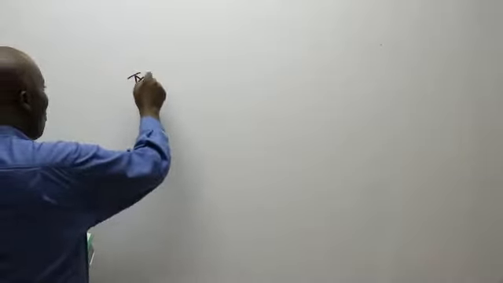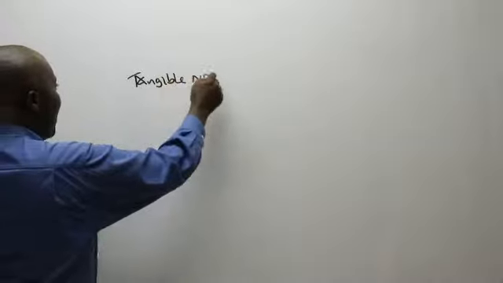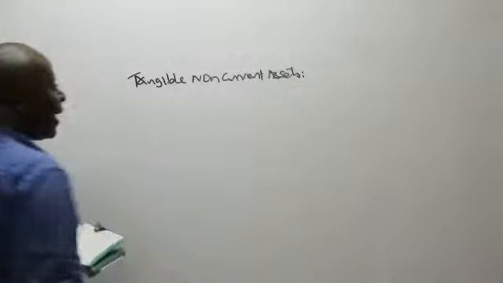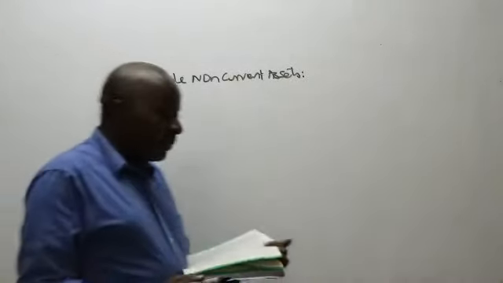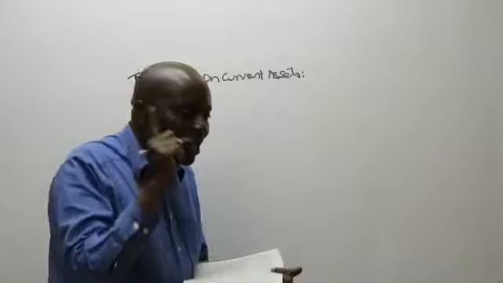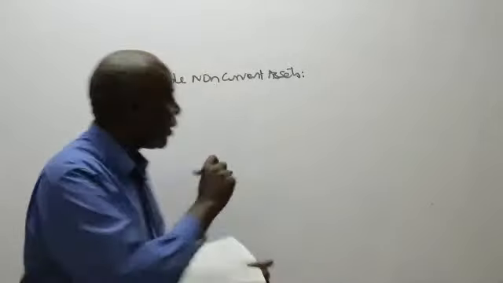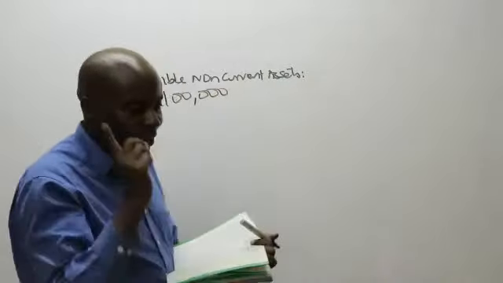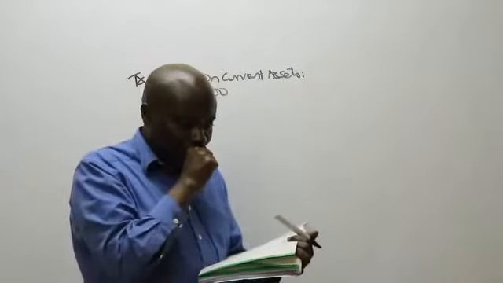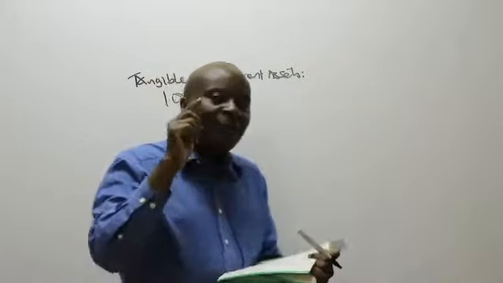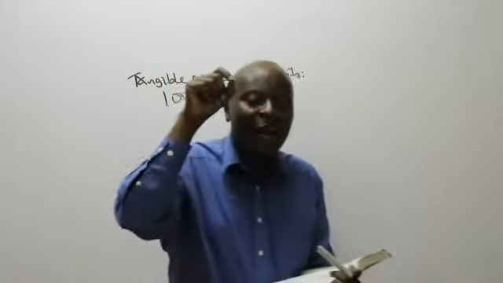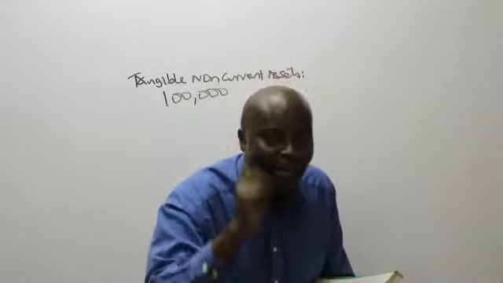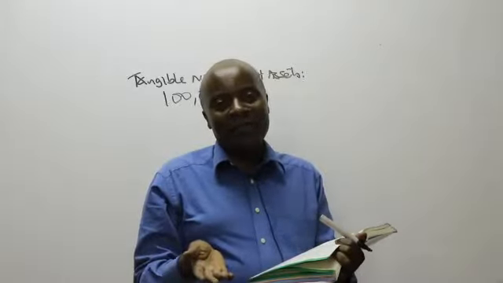The tangible non-current assets. Sasa nisikize. Wananiambia pale ya Lagos ni 100,000. Are we together? 100,000. If you are able to see that, please confirm you are able to see the 100,000. Are you able to see 100,000? Yes. But remember, during acquiring over a subsidiary, there must be fair value adjustment. There must be fair value adjustment of assets.